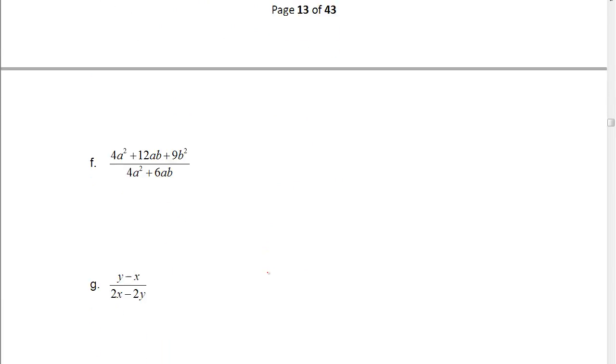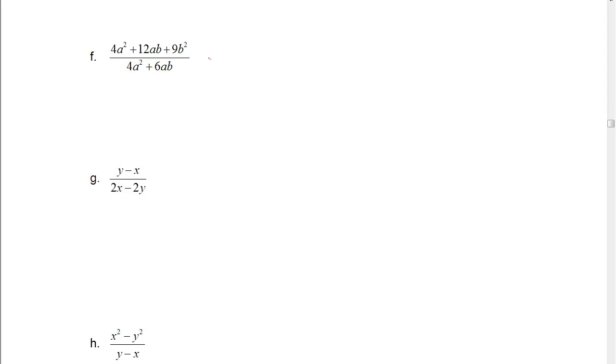We'll keep going, do a couple more. We have this one, which is a more difficult factoring, but is still doable. So we have 4 times 9 is 36. The ways to make 36, well, those are 9 times 4, 6 times 6. And we'll stop there because we need to add to give 12, so 6 and 6 is what we're going to use. We have 4a squared plus 6ab plus 6ab plus 9b squared.